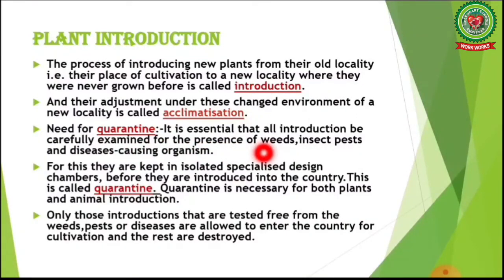These are the unwanted plants that grow along with the main crop, insect pests, and disease causing organisms. For this, they are kept in isolated specialized design chambers before they are introduced into the country. This is called quarantine. It is necessary for both plants and animal introduction. Only those introductions that are tested free from the weeds, pests, or diseases are allowed to enter the country for cultivation, and the rest are destroyed.